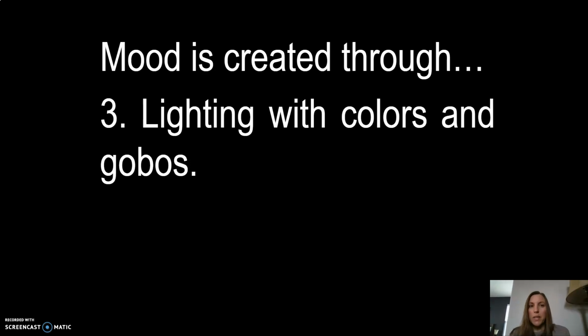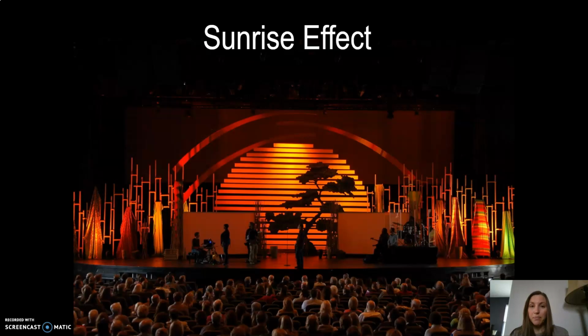The third thing we want to note is that mood is also created through lighting with colors and gobos. And gobos are almost like a stencil that you put in front of your lights. So if you were the light designer, you could pick different stencils to put in front of your lights to create effects like a sunrise or like the moon. Now you won't have any lighting specific to your set design, but you can definitely include it in the shading in your colors so we can see what's coming through in your lights.